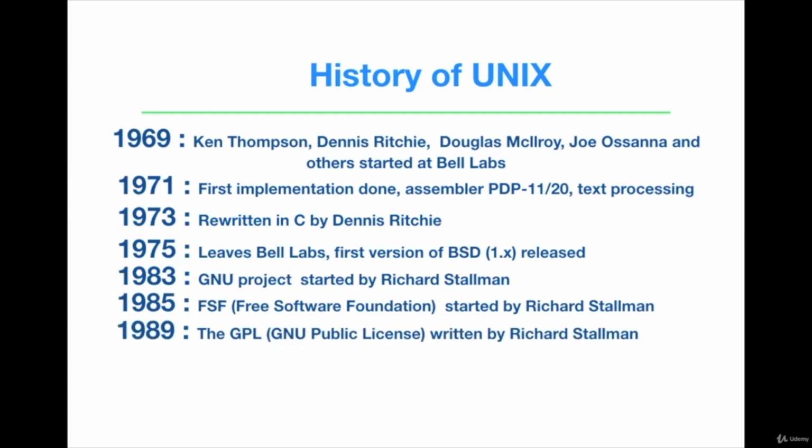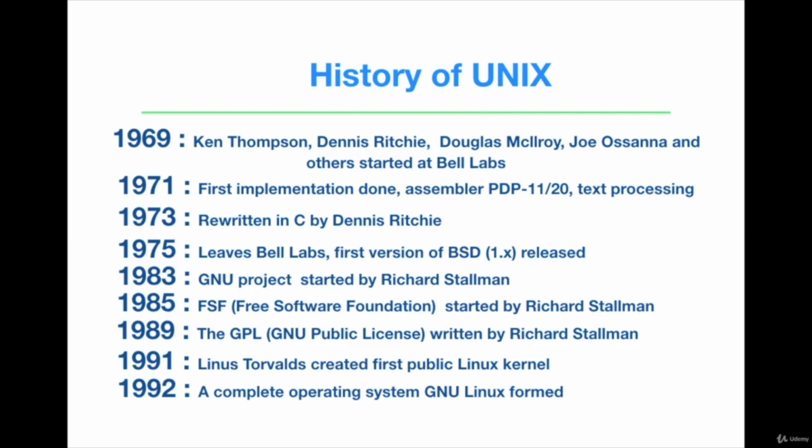In 1989, the GNU public license was written by Richard Stallman for use with programs released as part of the GNU project. In 1991, Linus Torvalds created the first public Linux kernel. In 1992, a complete operating system, GNU Linux, was formed, and the first version of Red Hat was released in 1994. That's a brief history of Unix. After that, Unix kept on evolving in different directions. In the next video, we'll see the Unix philosophies.